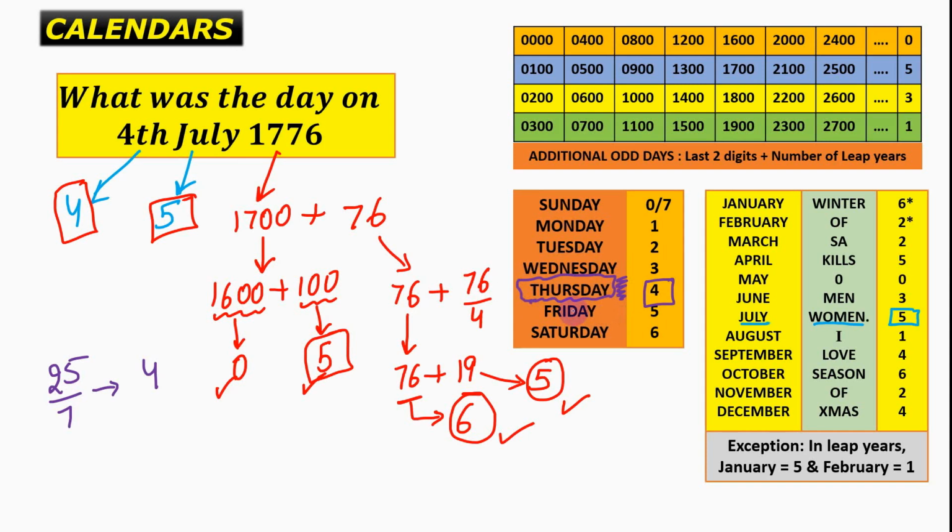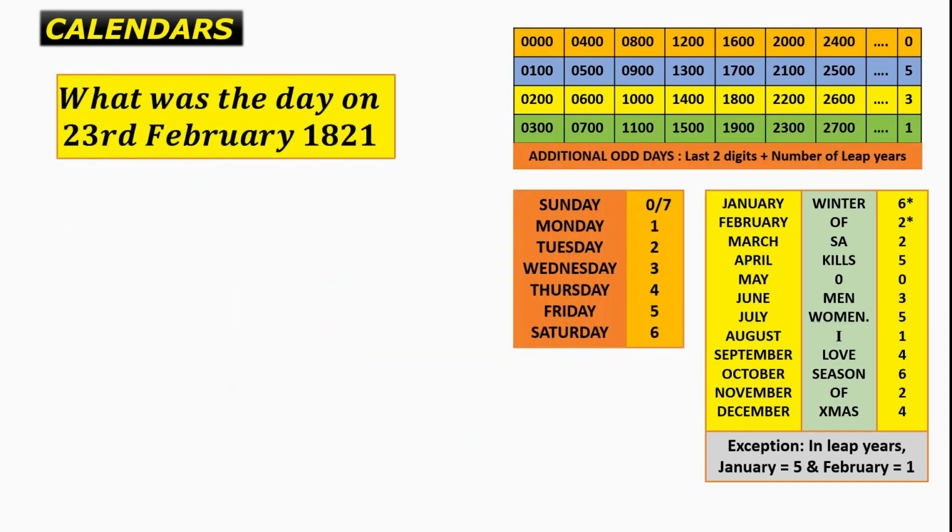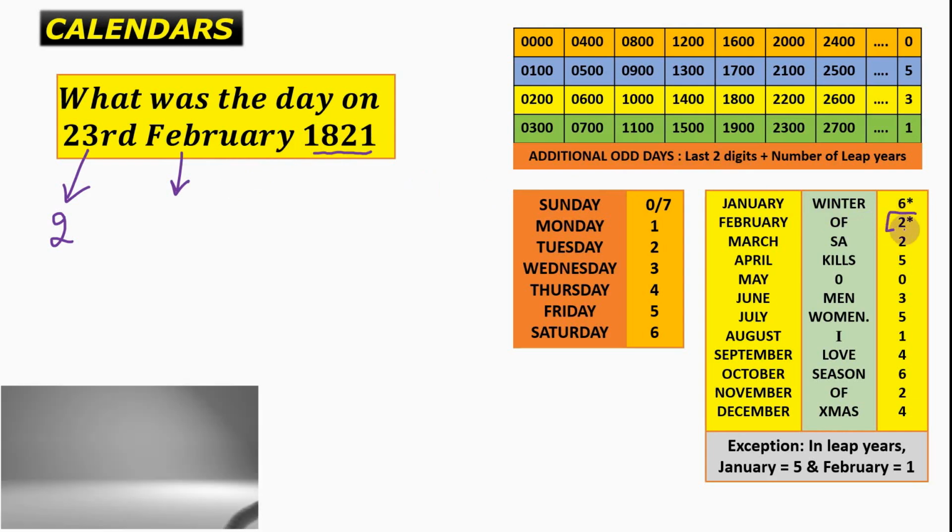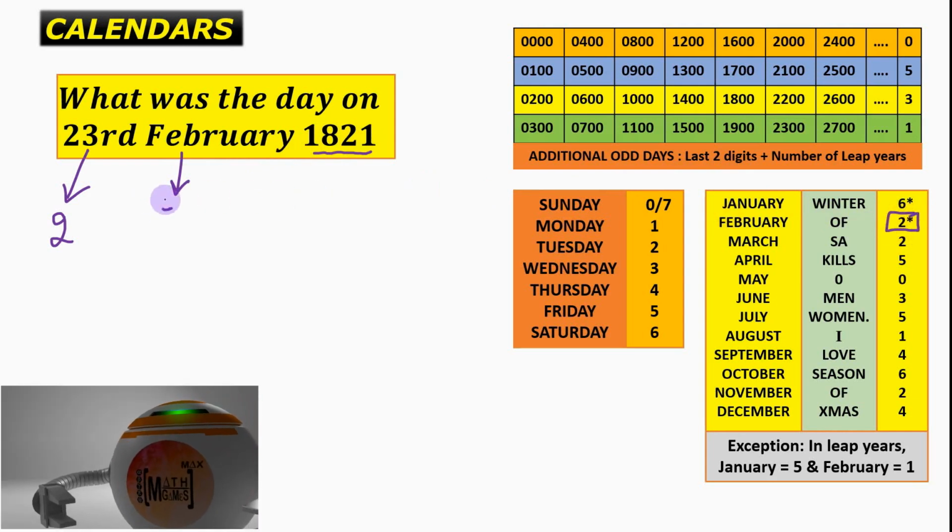Okay. Now let us check out the next question. For the next question, we have, what was the day on 23rd February 1821? Now 23rd when divided by 7 will leave us a remainder of 2. February. Okay. For February we have to check whether this is a leap year or not. Now 1821 is not a leap year, and hence for February we are going to use the quantity 2. So there are 2 odd days.